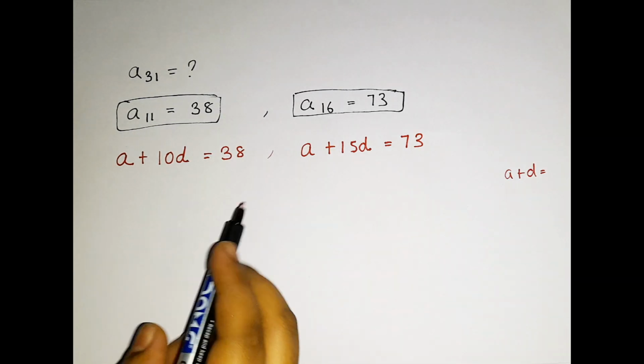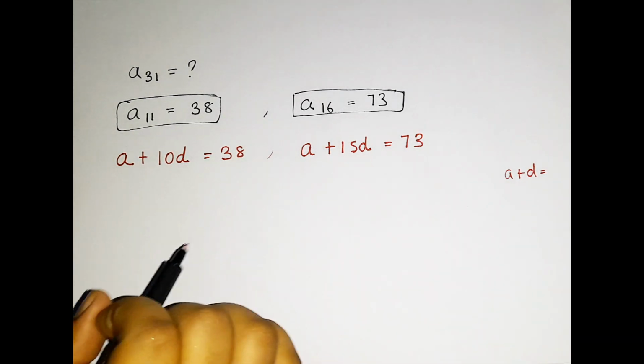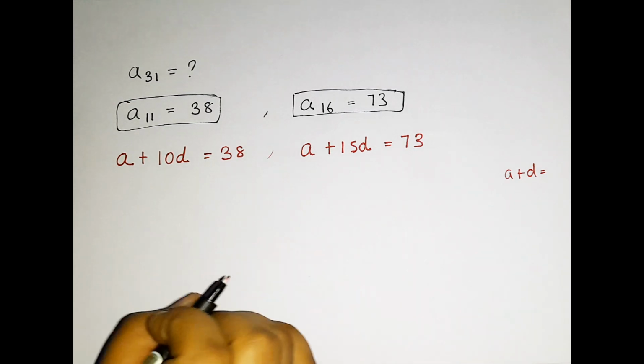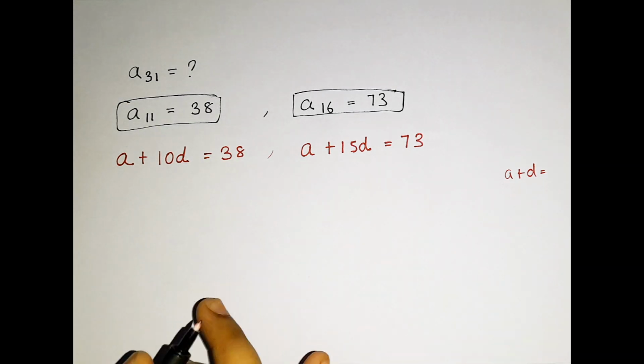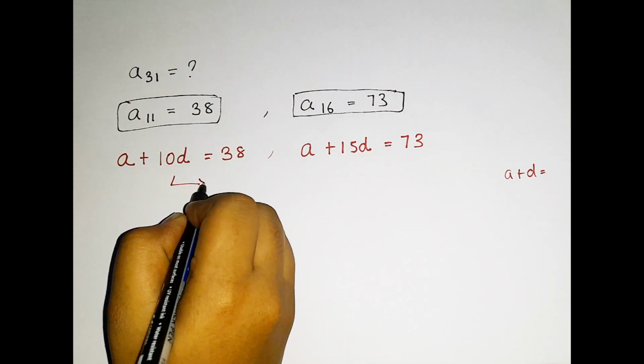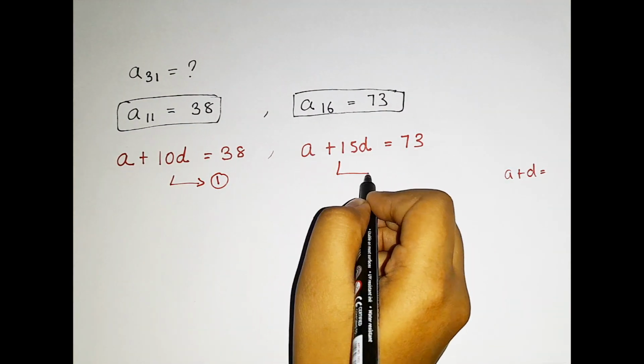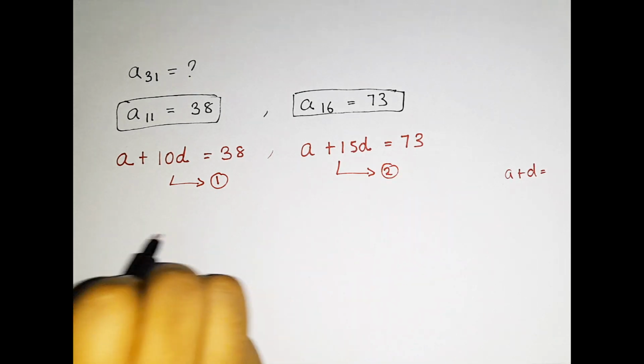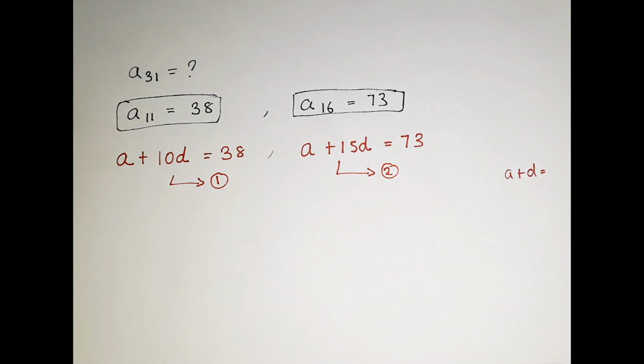So now we got another value. It is kind of another clue. It is really a good clue, guys. So what we can do now, I can take this as equation number 1 and this as equation number 2. Now I am going to solve it by the elimination method.